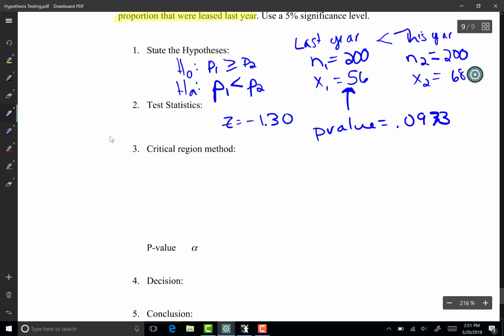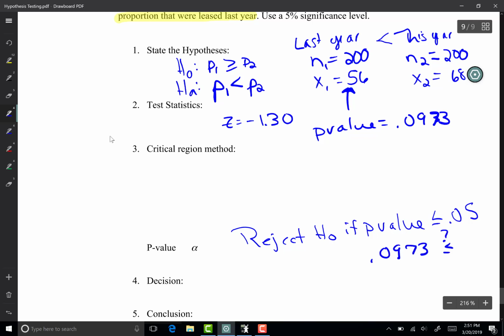All right, I'm going to go ahead and go down to the p-value approach. So we're going to reject H0 if the p-value is less than or equal to alpha, which is 0.05. So my question is, is 0.0973 less than or equal to 0.05? Think about it as 500. So no, it is not. Therefore, I do not reject H0.